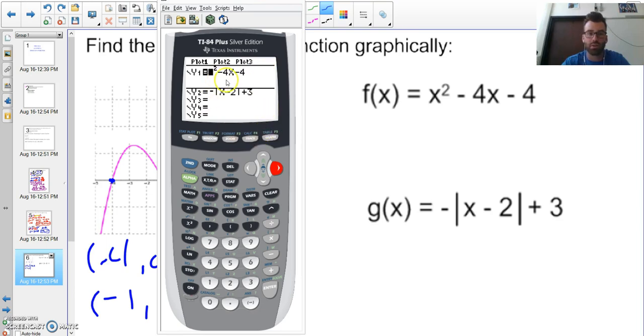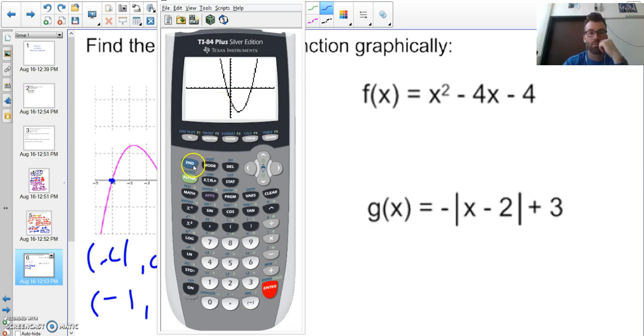So I plug this in, x squared minus 4x minus 4. Make sure your zoom is at standard, number 6. All right, so you can see your graph. Okay, zoom 6. All right, so here's my function. Boom. Now it looks like this is at -1, but I don't know for sure.